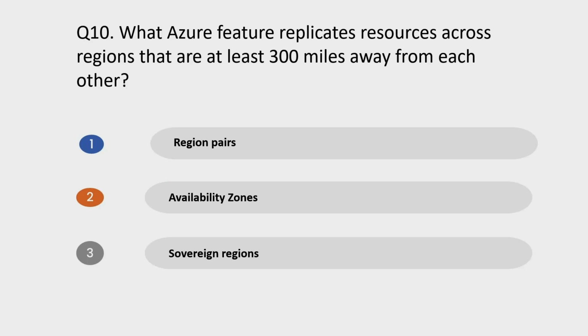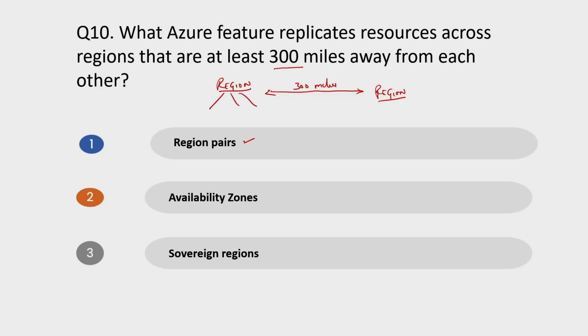Question number 10. What Azure feature replicates resources across regions that are at least 300 miles away from each other? In this particular question, we have the keyword of 300 miles. When you see 300 miles, it is very easy. You can easily select region pairs, because in Azure, we have regions. Region pair definition itself will say the distance between two different regions should be 300 miles away.